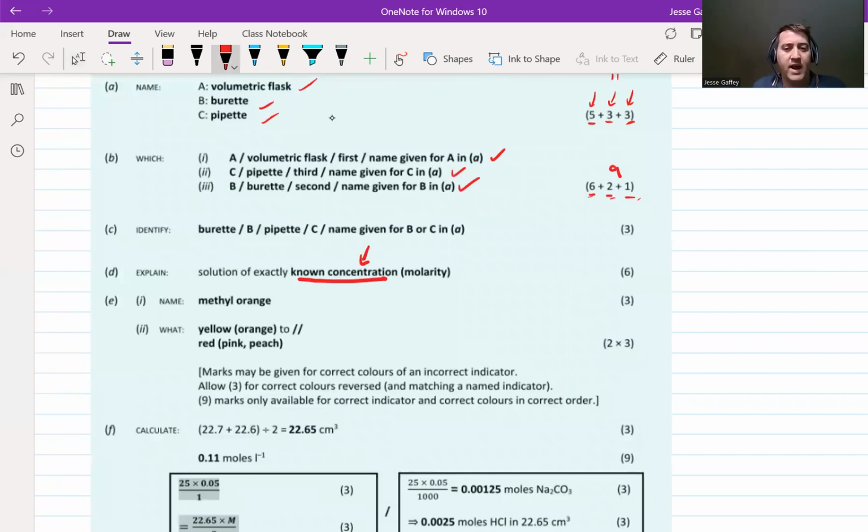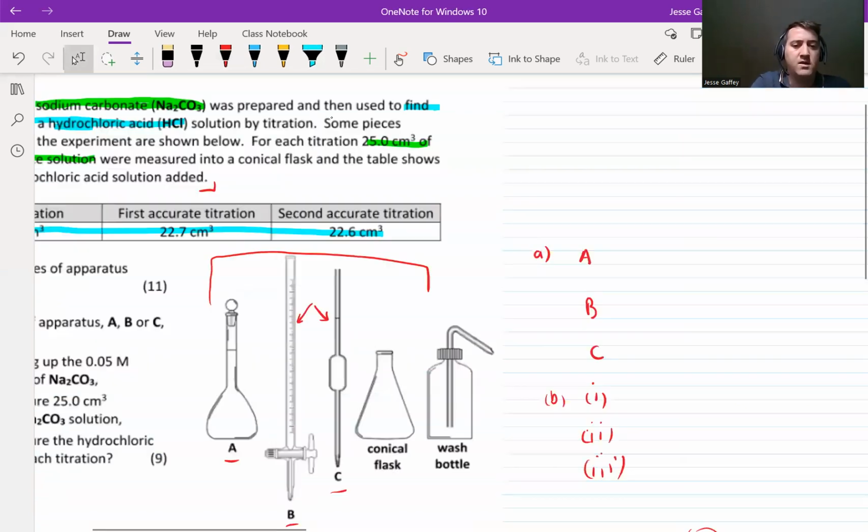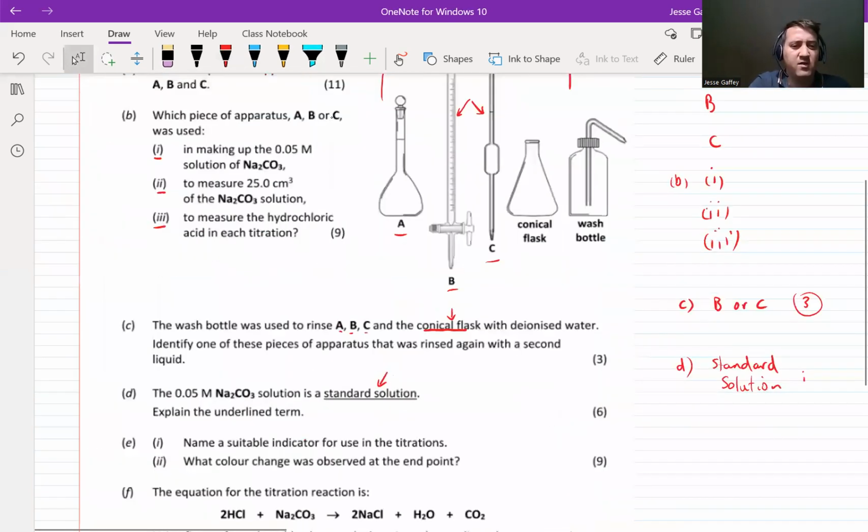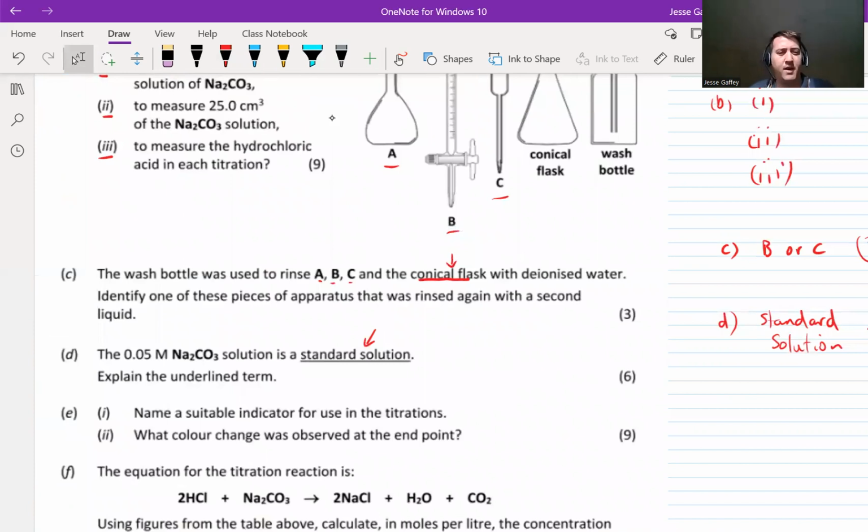So what's in bold here has to be in your sentence. It's a solution whose concentration we know, or with a known concentration. What, 6 marks? Give yourself the marks if you got it right. If not, then you have to unfortunately give yourself a 0, but I'm hoping for a higher level student, that's very straightforward.